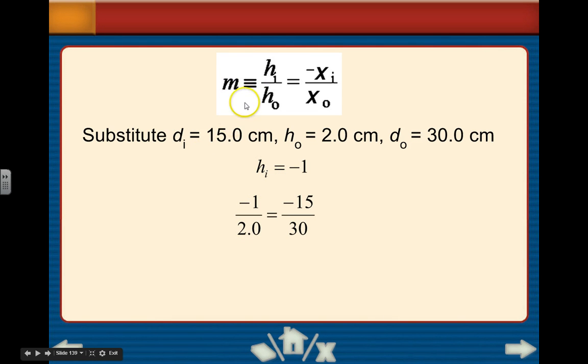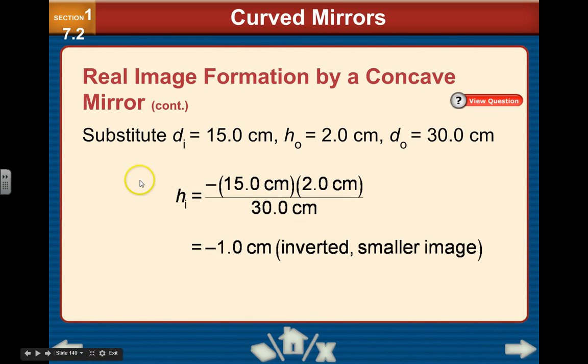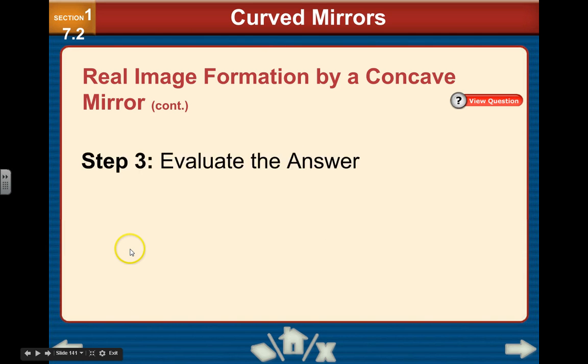If we wanted to solve for the magnification, again, we could use either one of these two formulas: negative 1 over 2, or negative a half, or negative xi over xo, negative 15 over 30. Both ways it gives us a negative a half. The half tells us we're cutting the image in half. The negative tells us it's going to be an inverted image. Now they went ahead and manipulated the equation, solved it, and once again they came up with a negative 1, an inverted image, smaller image.